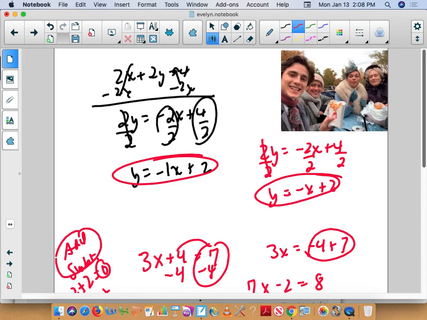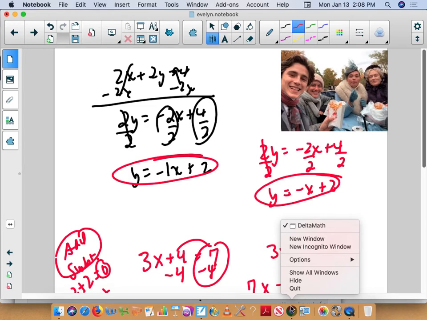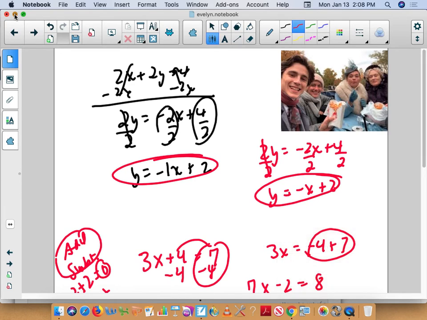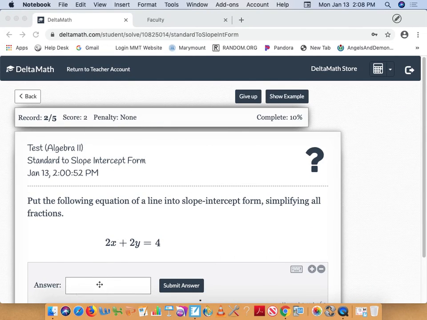All right, let's type it in. I could type it in as y equals negative 1x plus 2, or I could just type it in as y equals negative x plus 2. It doesn't matter. What just happened to my Chrome? All right, so I have y equals negative x plus 2.